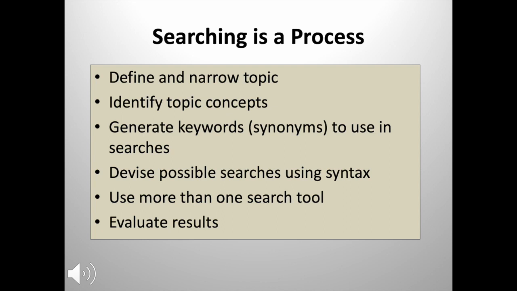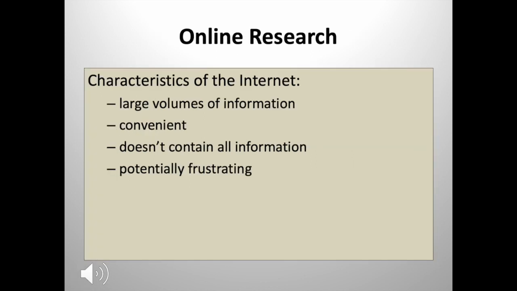Searching online is a process that may take numerous attempts to find what you are looking for. When searching, try to define and narrow topics, identify topic concepts, generate keywords such as synonyms to use in searches, devise possible searches using syntax, use more than one search tool, and also evaluate results. Online research can be incredibly helpful and convenient. It can bring you large amounts of information in a very short amount of time and can often be done from the comfort of a personal computer.